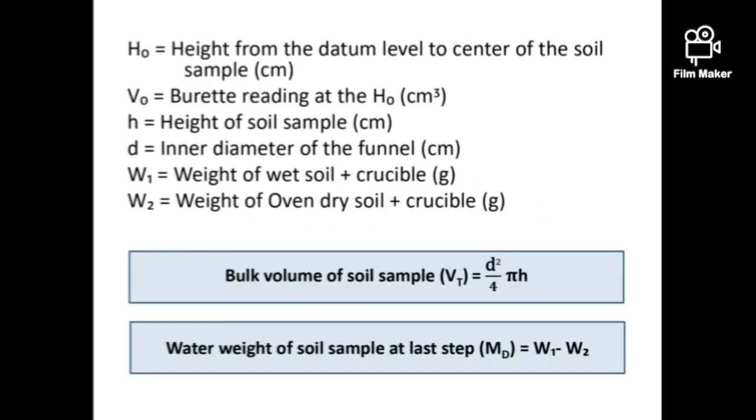Calculations. Here are the readings that we obtained. And we have mentioned the formulas to calculate the bulk volume and weight of the water in the sample at the last step.